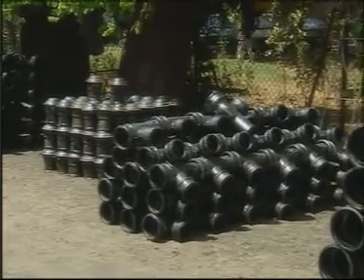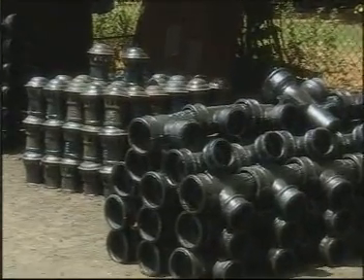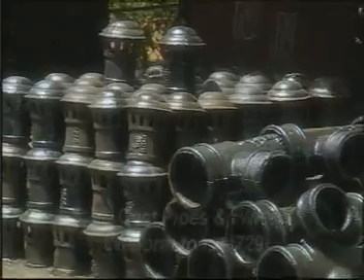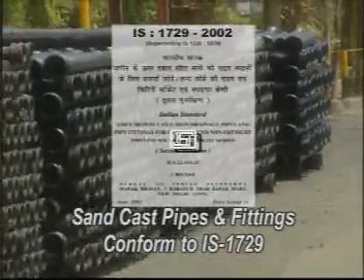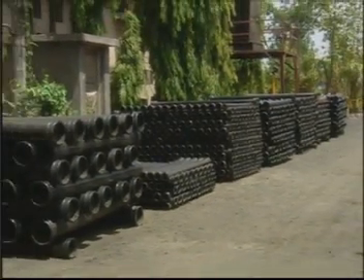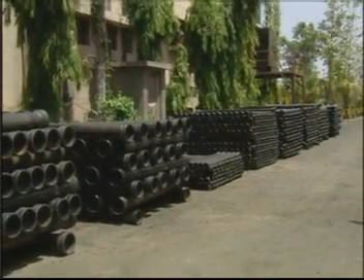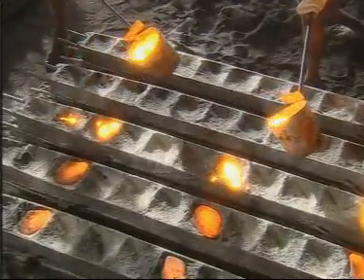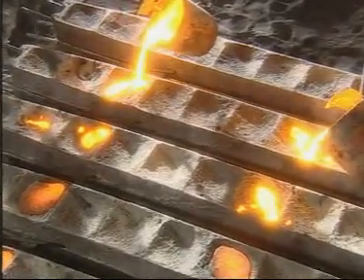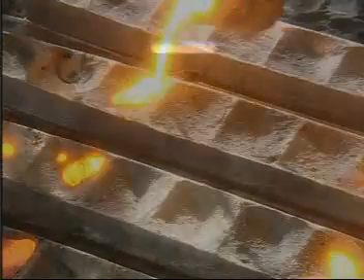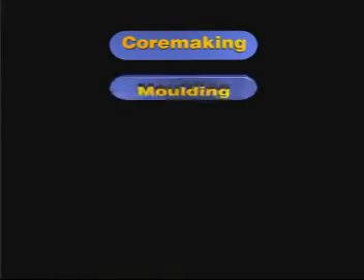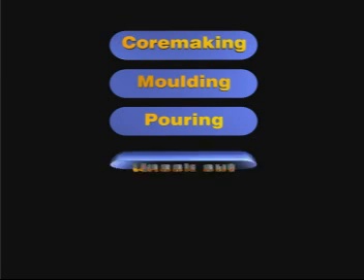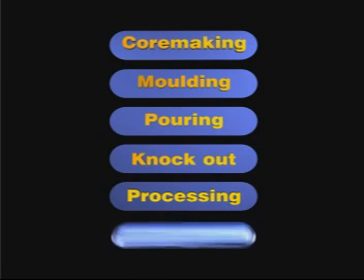NECO's manufacturing process for sandcast pipes and fittings has several unique features to ensure that these products are of high quality and conform to IS 1729. Let us first take a look at the manufacturing process for pipes. Sandcasting uses sand cores surrounded by sand molds, into which molten iron is poured to form the desired pipes. The sandcasting process involves core making, molding, pouring, knockout, processing and painting.